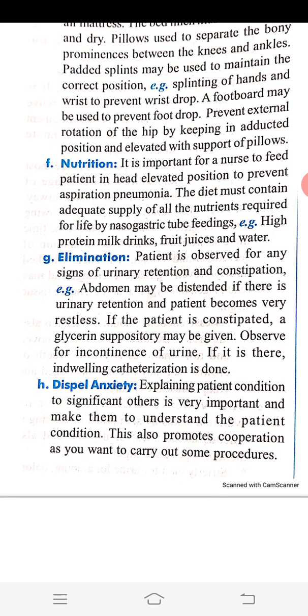In the elimination pattern, the patient is unable to urinate and cannot go to the toilet to pass stool. So we give a bedpan or urinal to maintain the elimination pattern of the patient, and observe for urinary retention and constipation. We see whether the abdomen is distended, if there is urinary retention, and the patient becomes restless.